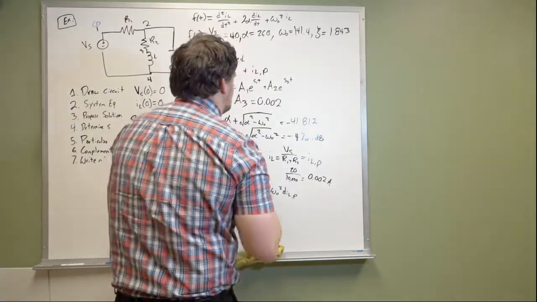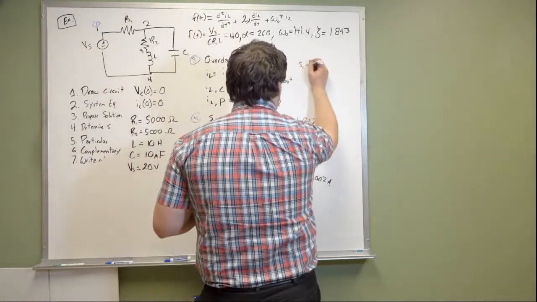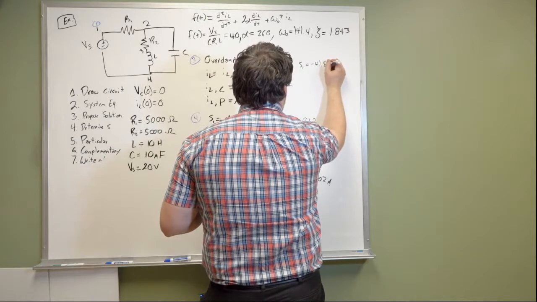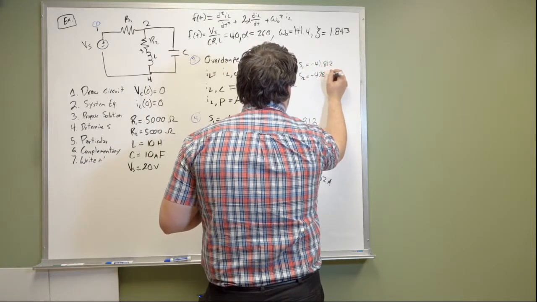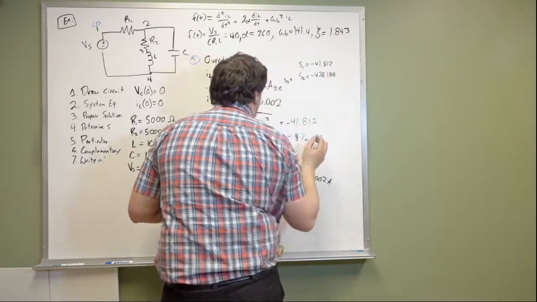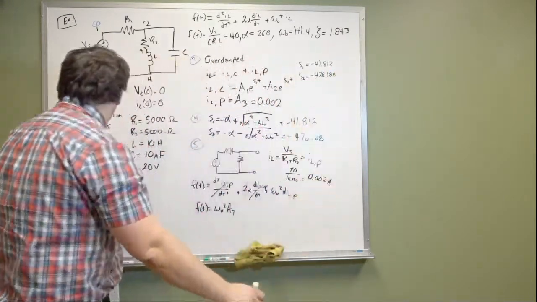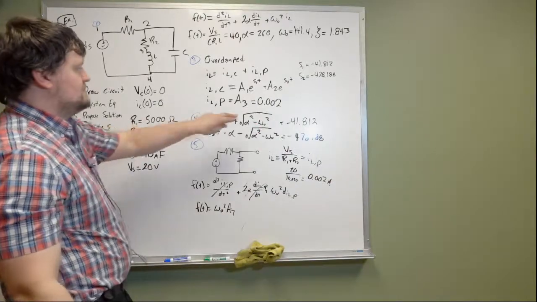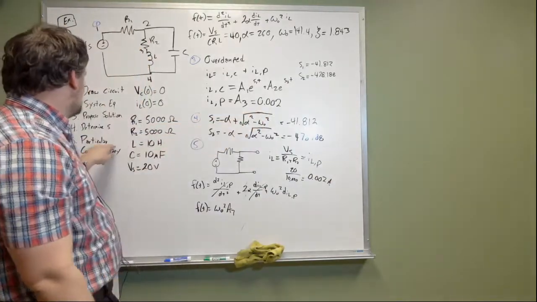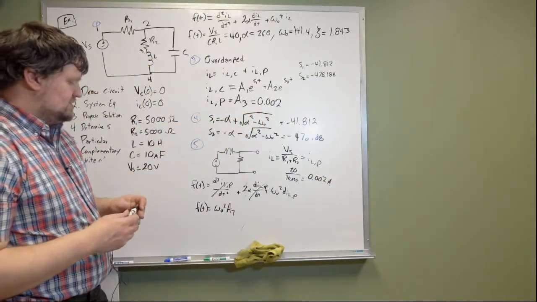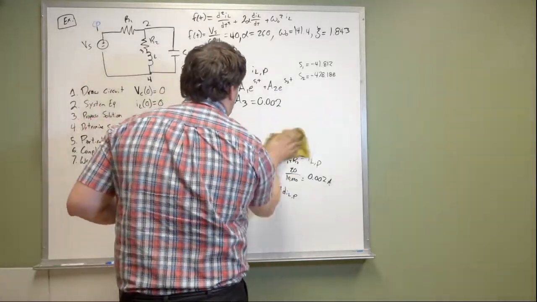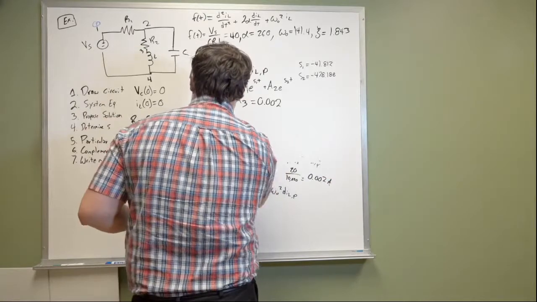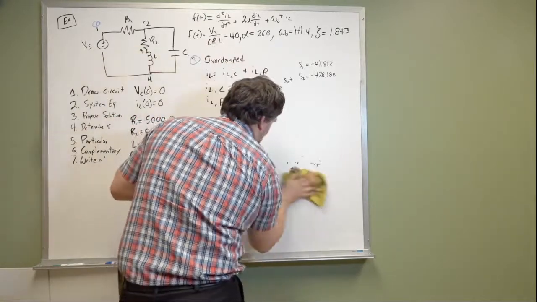We have our S values. S1 is equal to negative 41.812. S2 is equal to negative 478.188. This happened as a result of step 4. The particular solution happened as a result of step 5. Step 6 is to solve for the complementary solution. So I'm going to go ahead and erase the bottom part of the board here, keep the pieces that we need, and solve for the complementary solution.